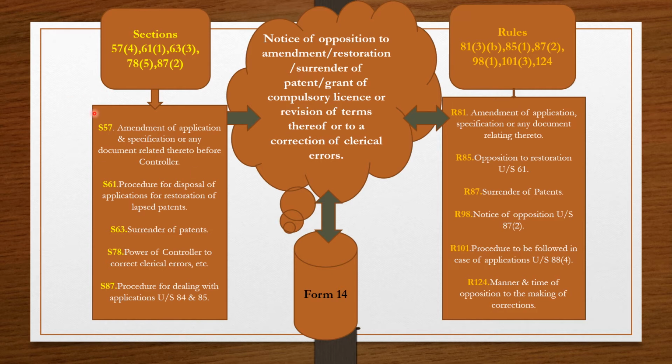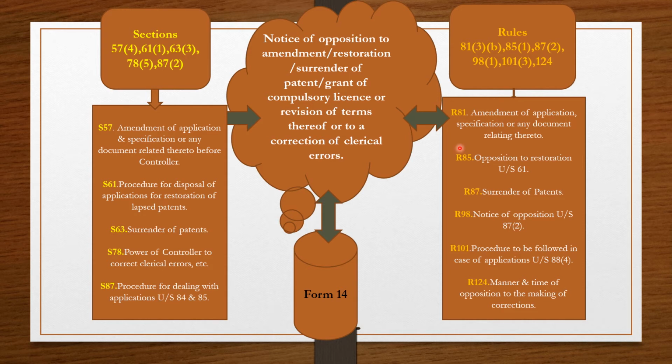Fine. So here let us briefly describe the related sections. Section 57 says amendment of application and specification or any document related thereto before the controller. Section 61 is procedure for disposal of applications for restoration of lapsed patents. Section 63 is surrender of patents, and the title of section 78 is power of controller to correct clerical errors, etc. Section 87, procedure for dealing with applications under section 84 and 85.